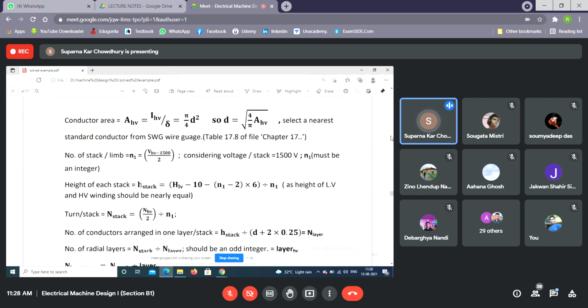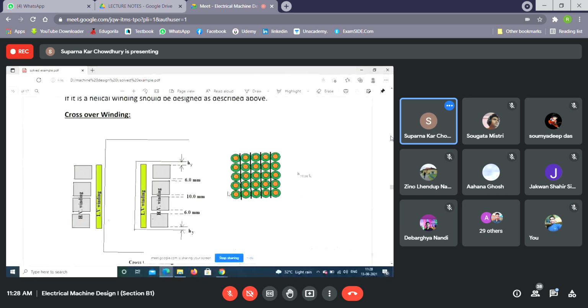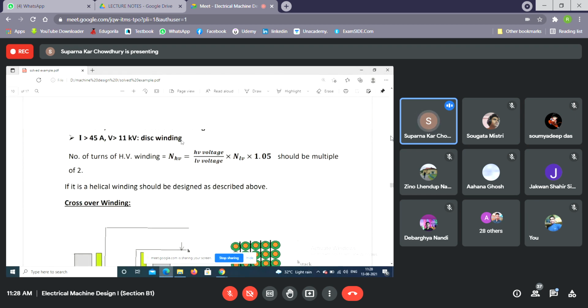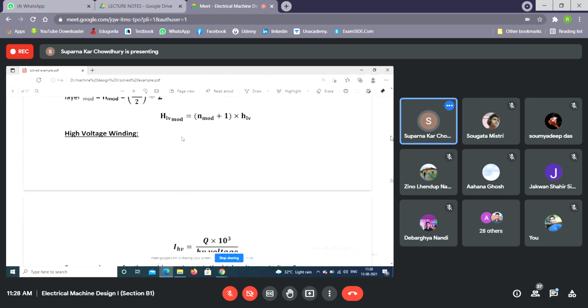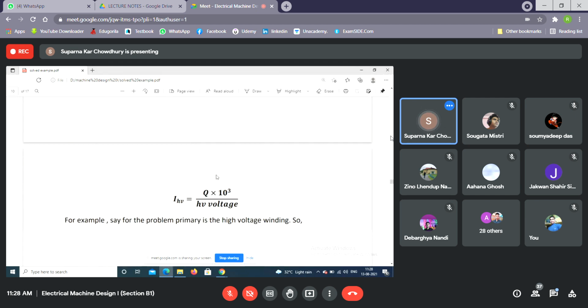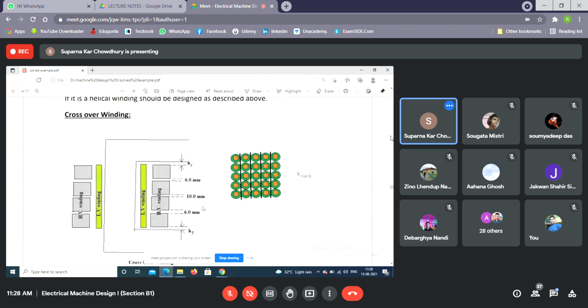Now height of stack, H stack. Height of stack is this height. So what will be the height of stack? Now we want that our HV winding and LV winding height should be the same. So we start with the winding height equal to the LV winding height, that is this modified value, what we have calculated in the last calculation.